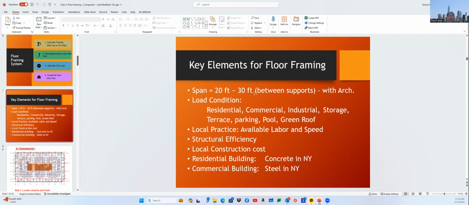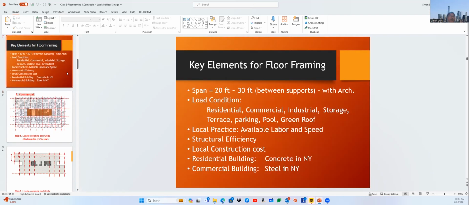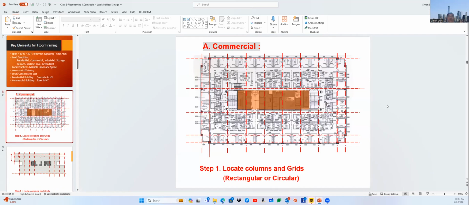So I'm going to give you the general rule of practice. The column spacing for commercial, we typically use 30 feet, right? 30 feet spacing. I will show you on the next page on the plan. And typically, again, it depends on the space use. Since we are designing a commercial office building, the column spacing is typically 30 feet. Let's move on.